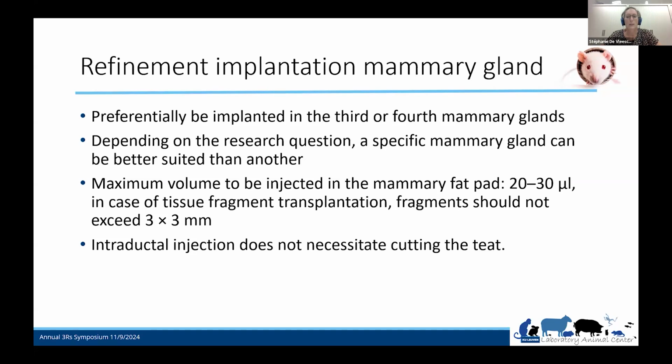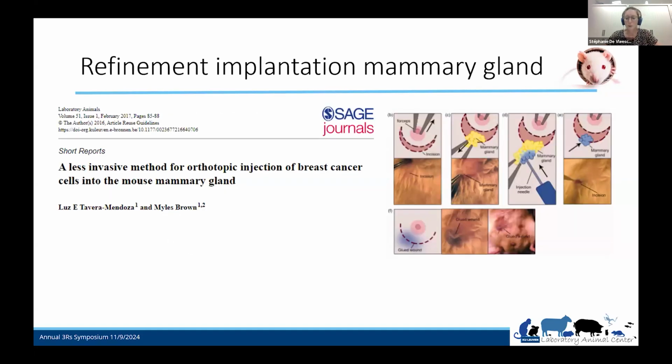So our guidelines say that they should preferentially be implanted in the 3rd or 4th mammary gland. And depending on the research question, a specific mammary gland can be better suited. The volume should be no more than 20 to 30 microliters. And if it's a tissue fragment, it should not exceed 3 by 3 millimeters. And also the intraductal injection does not necessitate cutting the teeth, which has been described. For implantation in the mammary gland, we refer to this paper by Tavera Mendoza and Brown, where they specifically explain a less invasive method for orthotopic injection in the mammary fat.